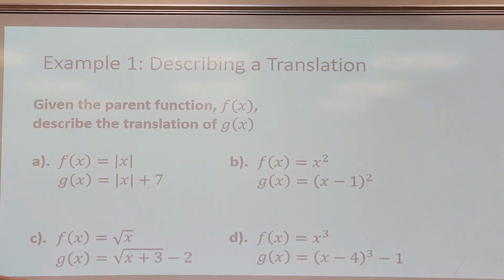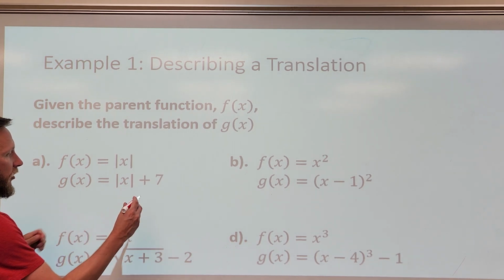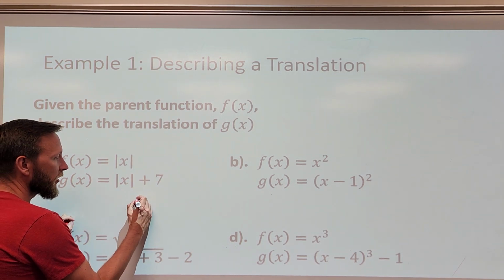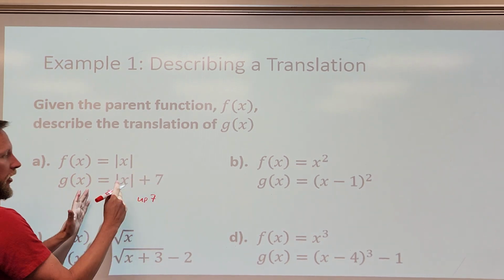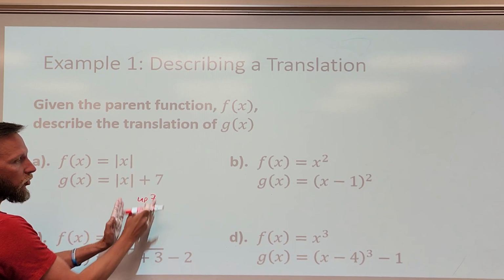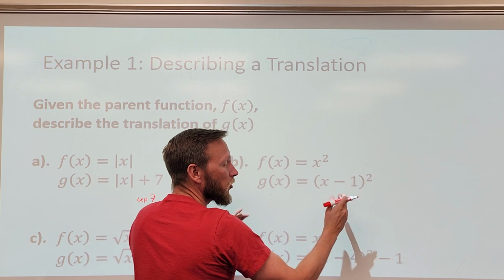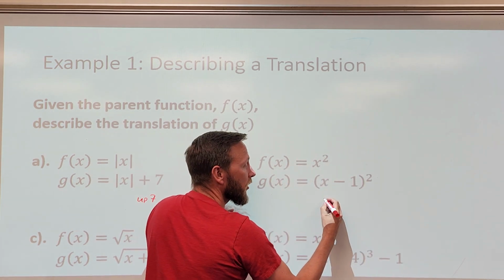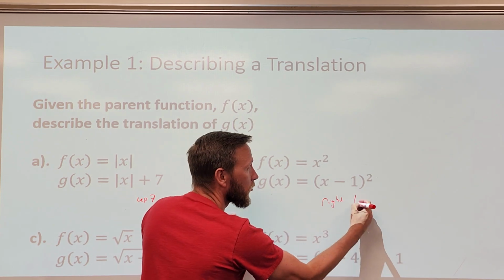So given the parent function f of x, describe what happens when you write g of x. So what I'm going to talk about here is this is on the outside, this is up 7. This is the absolute value of x plus k, and that's a positive k, so that's going to go up. Over here, this is a minus 1, but in the middle with the x, before we square it, that means that we're going to go right, not left. I know that feels backwards, but we're going to go right 1 space.